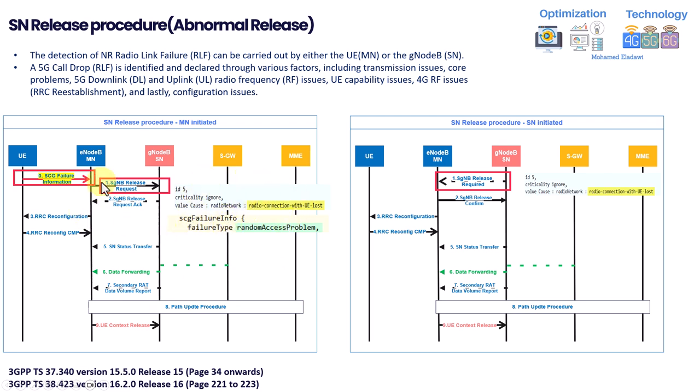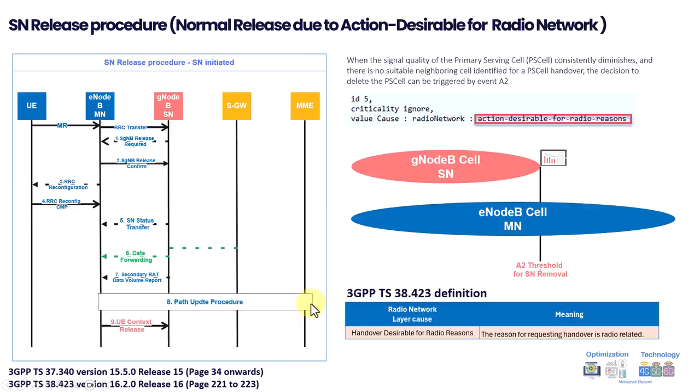Now let's explore the normal and abnormal release call flows for some of the examples which are shown. So next slide, for this case, I'm showing the case where the secondary node release procedure is normal, due to action desirable for radio reasons. When you see this one, you might get confused and think this is abnormal. No, it's not abnormal. This is a radio release, and this is usually primarily because of the A2 threshold.